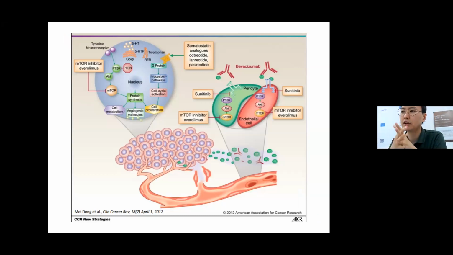Next, some targeted therapies have been introduced in this field, which are everolimus, the mTOR inhibitor, and also sunitinib and bevacizumab, which regulate the vessels, the endothelial cells or pericytes of this neuroendocrine tumor, and can inhibit the neovascularization of this tumor.